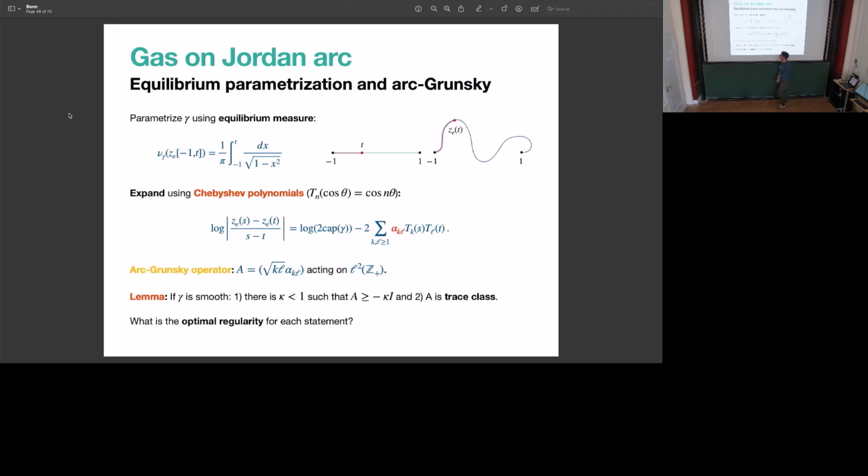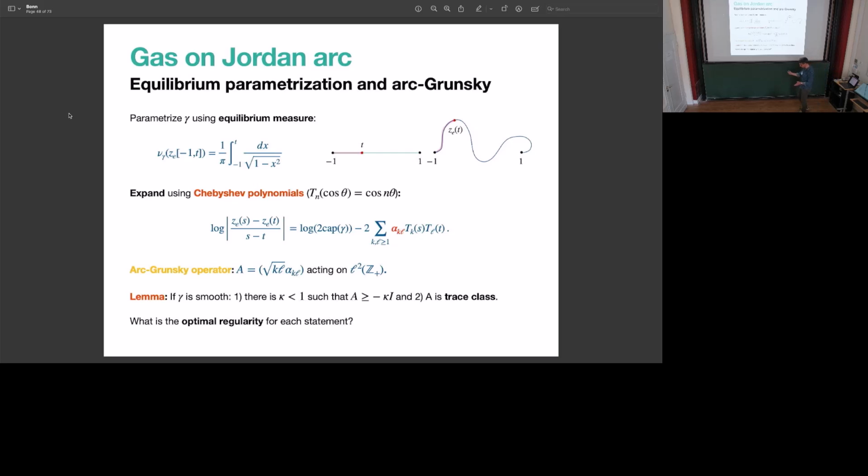Then there's a lemma here. If gamma, if my arc is sufficiently smooth, then, well, in the previous Jordan curve setting, you could say that this is a contraction. Here, the statement is slightly different. There's a symmetry which is, at least we don't know.